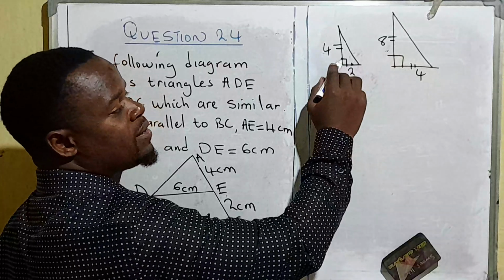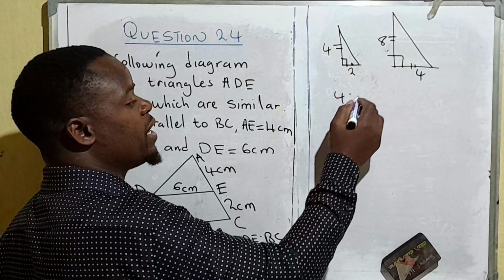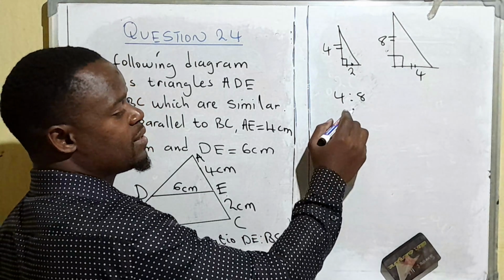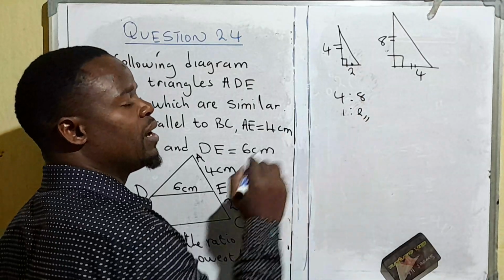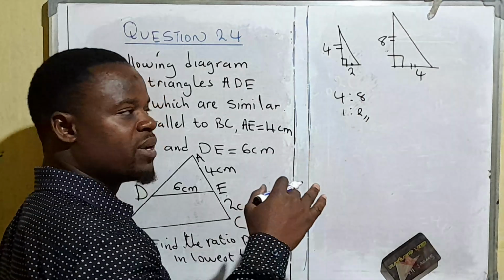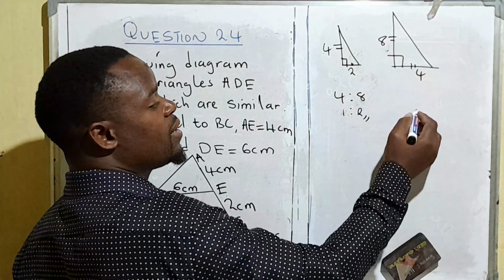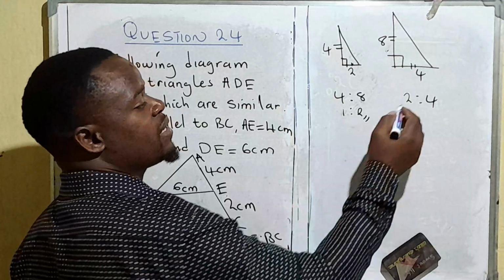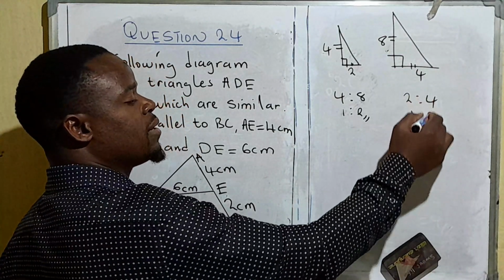I'm going to write these dimensions in ratio form. That's 4 to 8, right? 4 to 8. If we simplify this, that will be 4 there, 1, 4 there, 2. Let's pick the other corresponding sides. The other corresponding sides are this one and that one. So that will be 2 to 4. We simplify this, that will give us 1 to what? 2. 2 there, 1, 2 there, 2.